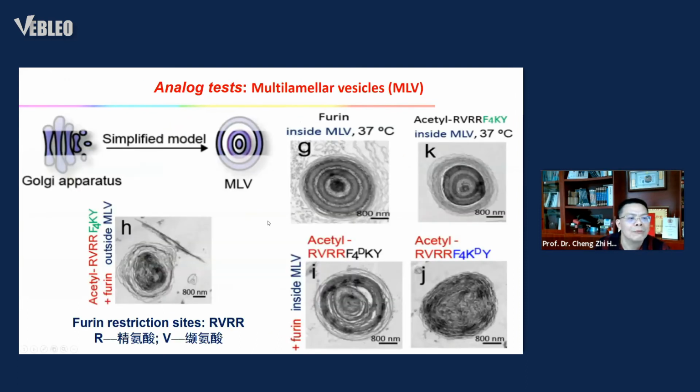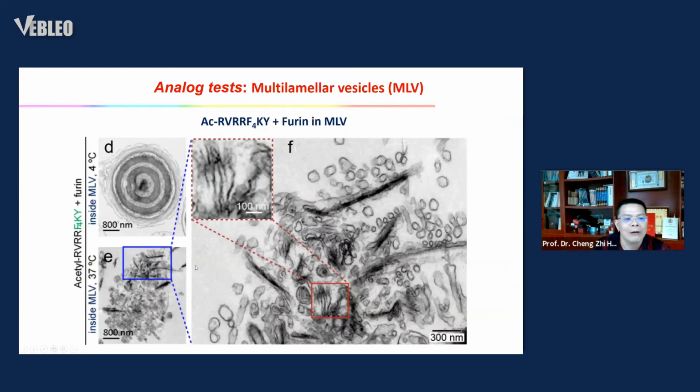By constructing multilamellar vesicles, we made a series of tests and showed that these non-helical structures cannot easily disrupt the membrane of multilamellar vesicles. However, the L-type F4KY, if released through the cleavage of furin, assembled in the test tube and seriously destroyed the multilamellar vesicles, indicating that left-handed fibers could effectively disrupt the membrane.